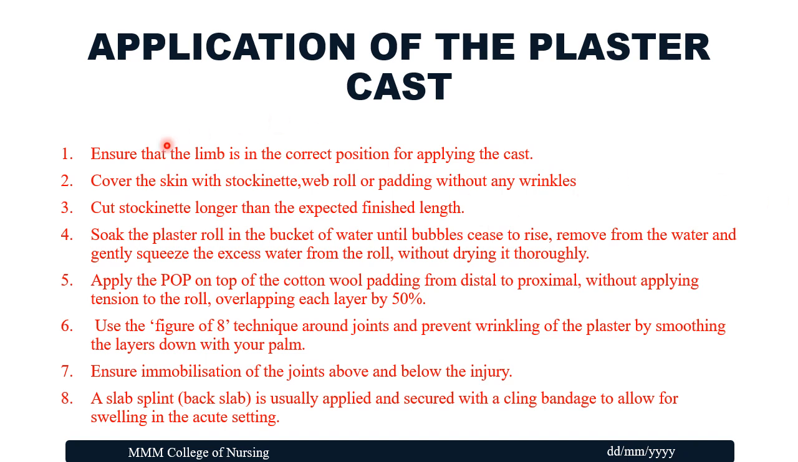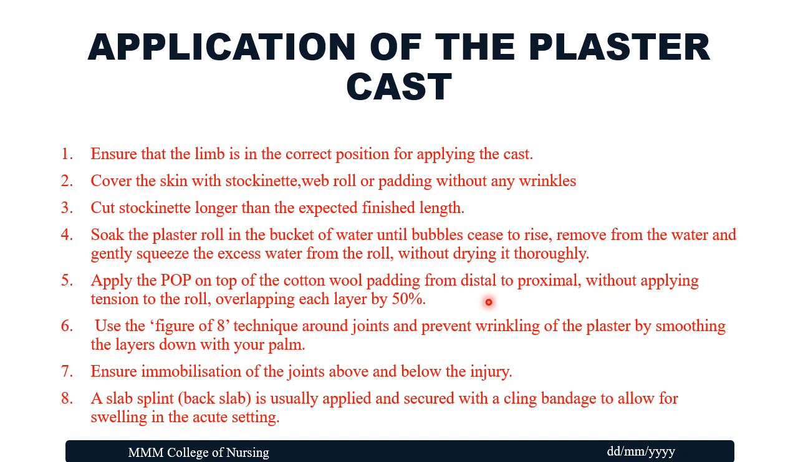Ensure that the limb is in correct position for applying the cast. Cover the skin with stockinette, web roll or padding without any wrinkles. Cut stockinette longer than the expected finished length. Soak the plaster roll in a bucket of water until bubbles cease to rise. Remove from the water and gently squeeze the excess water from the roll without drying it thoroughly. Apply the POP on top of the cotton wool padding from distal to the proximal end without applying tension over the roll, overlapping each layer by 50%.